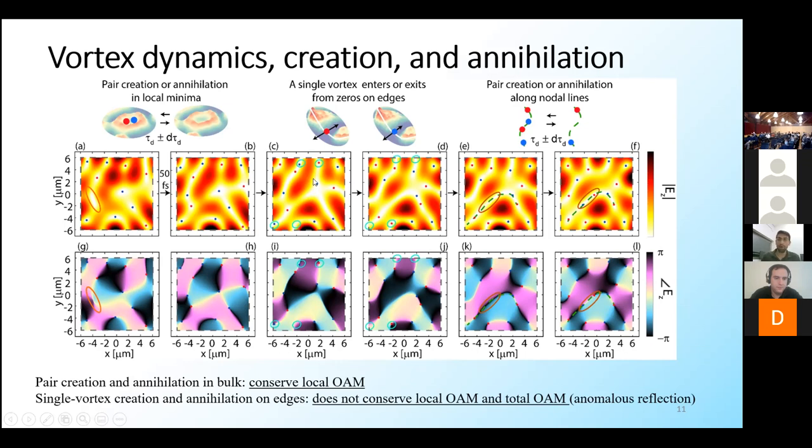And this is happening because of the reflection of the fields. So a reflection gives you an additional phase, and these are reflections from the edge of the sample. So still the light is moving in the 2D plane, but it has some additional reflection. And this changes its phase. And the change in phase, of course, can create or annihilate an optical vortex.